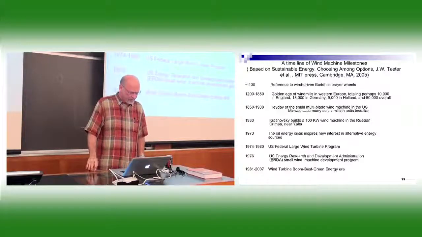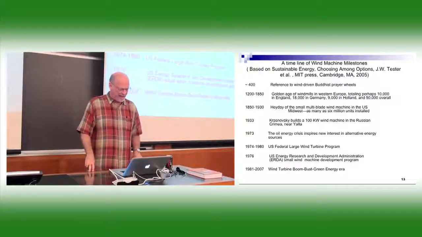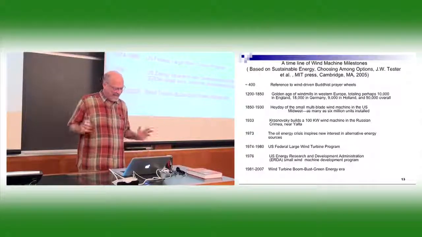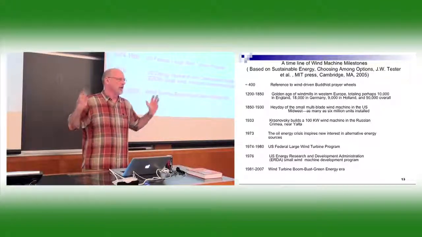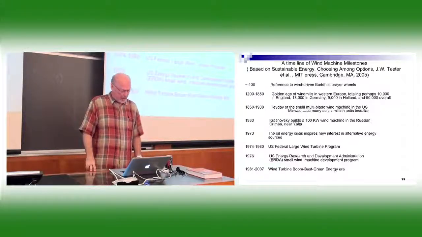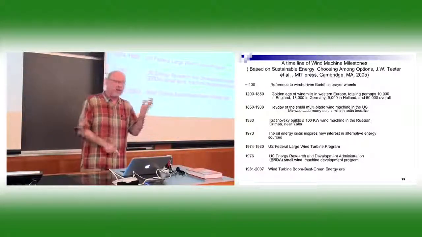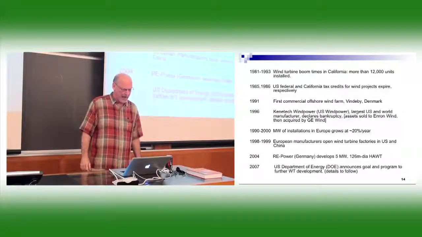In 1976, the U.S. Energy Research and Development Administration, ERDA, really got interested in small wind turbines, and NASA got interested in big wind turbines. They built their Mod 0, a big 100 kilowatt machine. But then from 81 to 2007, there was this boom-bust era where things just went up and down and up and down.